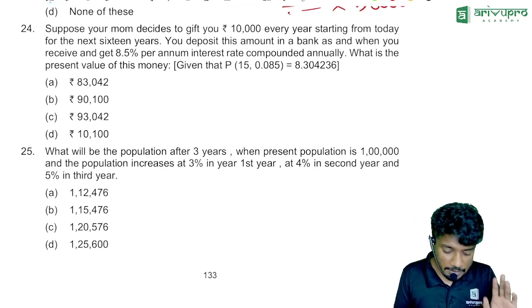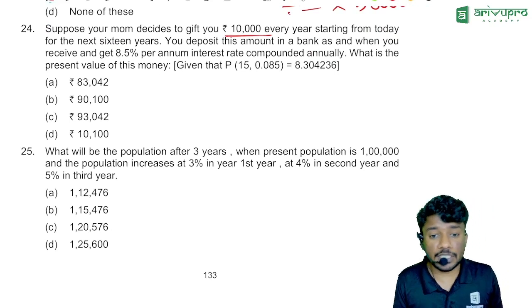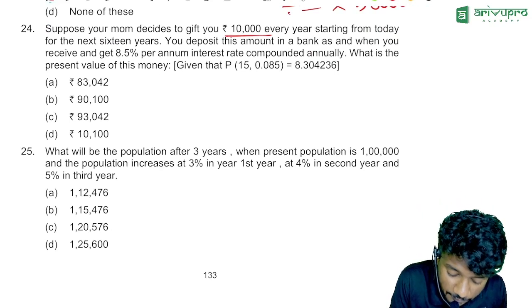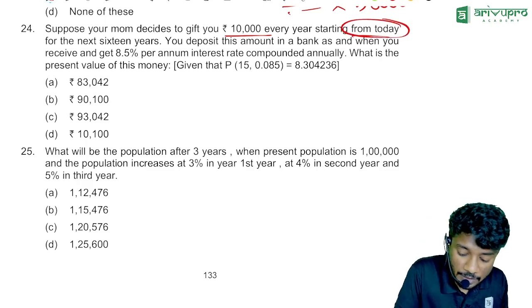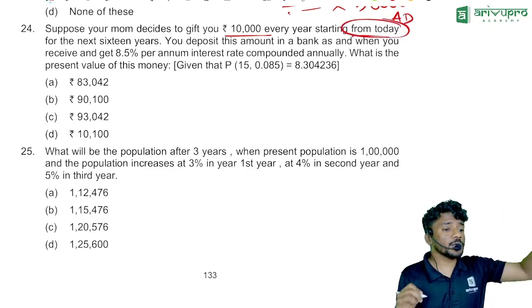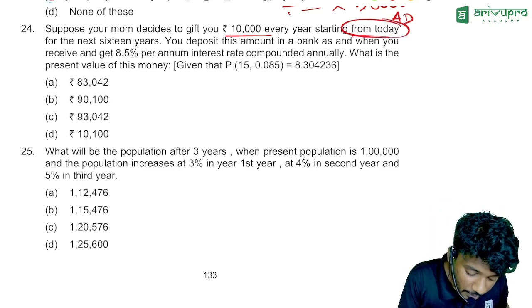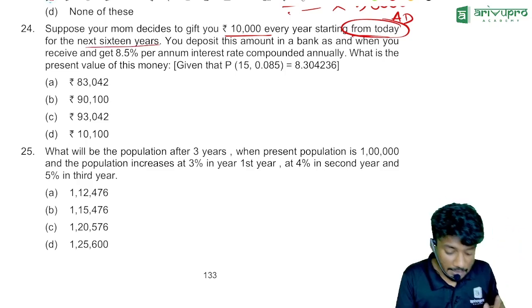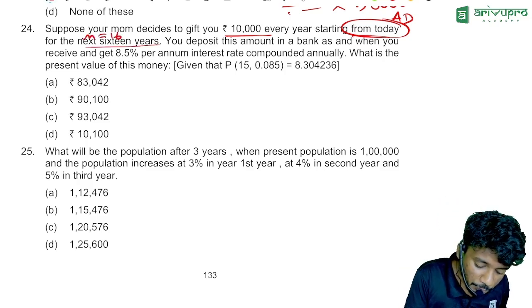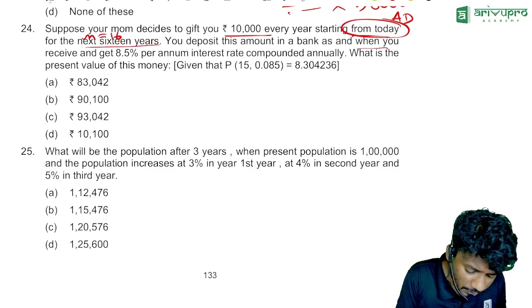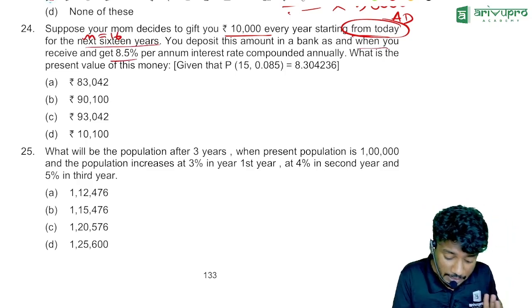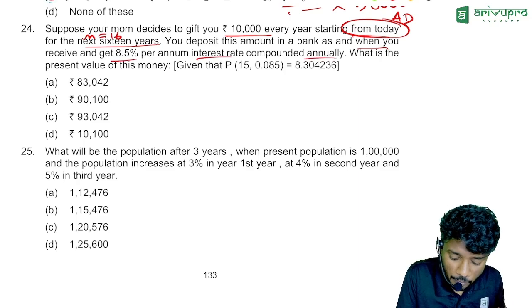Suppose your mom decides to gift you 10,000 every year, starting from today. Starting from today means what, people? Annuity due or annuity immediate? Then for the next 16 years, N is equal to 16. You deposit this money in a bank, and as and when you receive it, you get 8.5% per annum interest compounded annually.